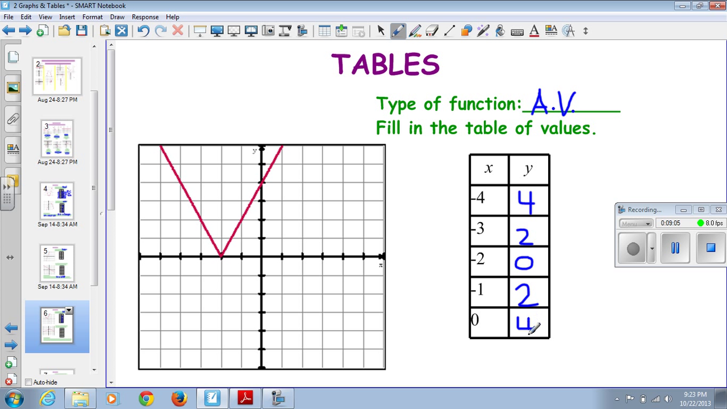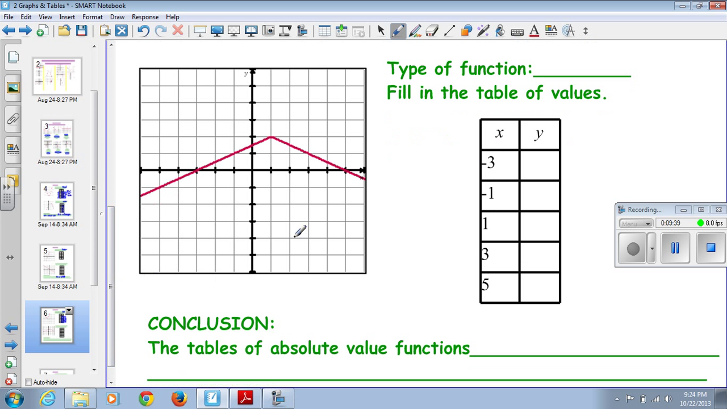So if we notice the rate of change here, we're going down by 2, down by 2, and then up by 2, up by 2. So what we see happening here, our rate of change is constant until we hit that bottom point. And then it becomes constant going the other direction, or the opposite of the previous rate of change.